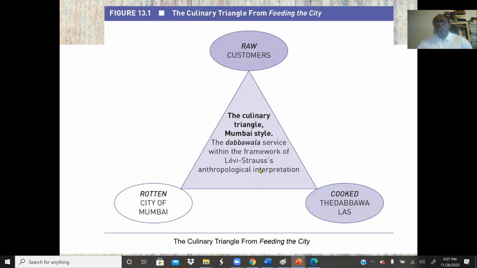So this is an example of using a diagram. We have a study about a coronary triangle from feeding the city, in Mumbai, India. So we can see how the figure is formed in a triangular form, with raw customers. The concept is in the triangle. The outcome has 2 options: rotten, city of Mumbai, or cooked, the Dabbawalas. Again, our goal here is not to understand what this study is about, but how they present it in more or less a diagram form.